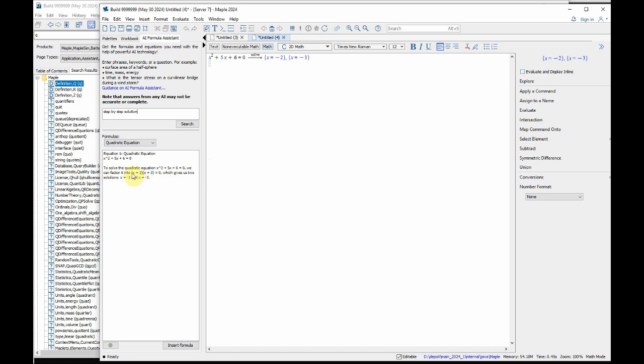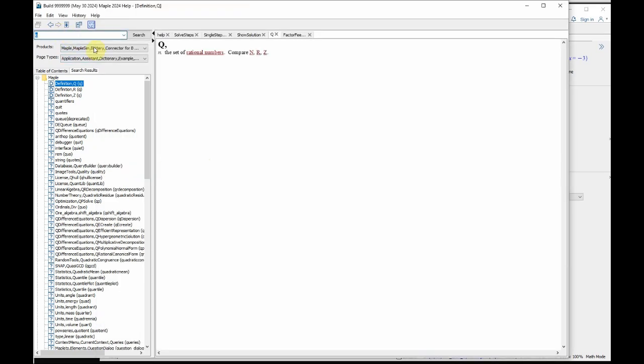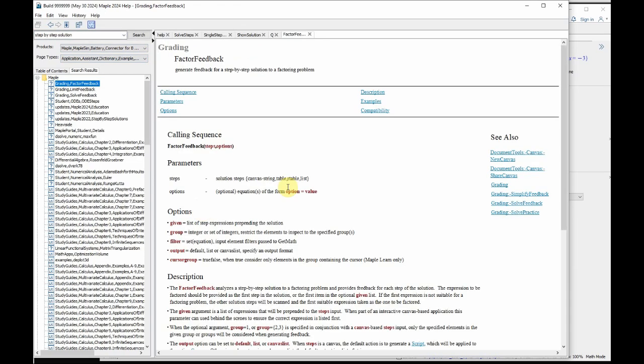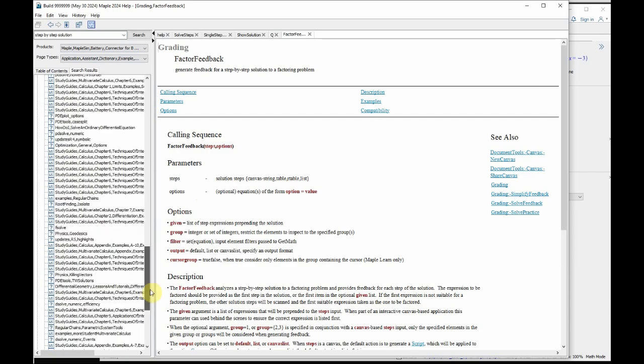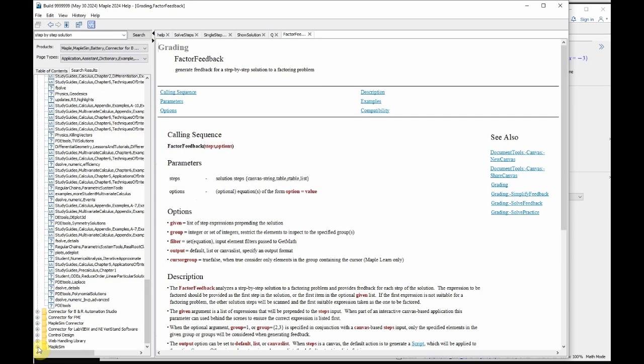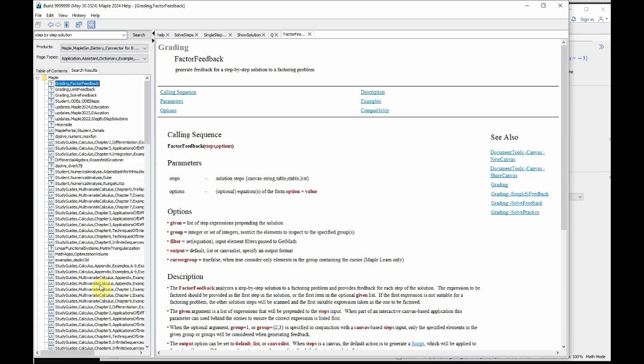Like, maybe I don't understand what factoring means. So, okay, let's try our help, because help is supposed to help. So, step-by-step solution. And I've got a lot of reading to do. There's many documents that are listed here, many more in these collapsed sections. And I'm a student, I don't have time to read through all of this.